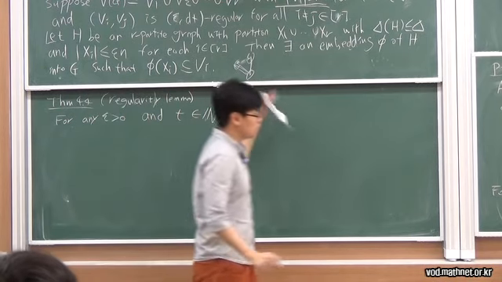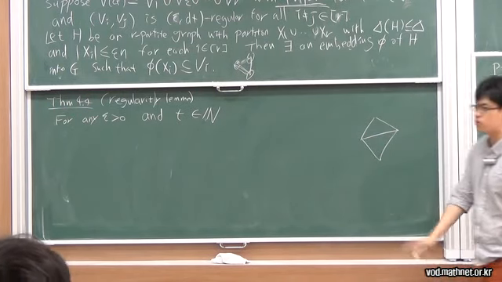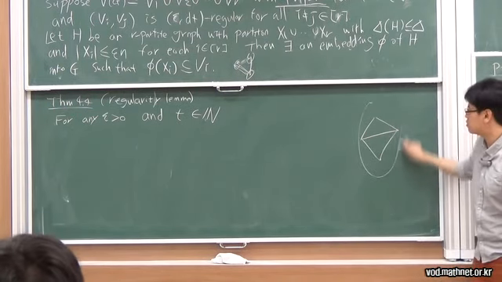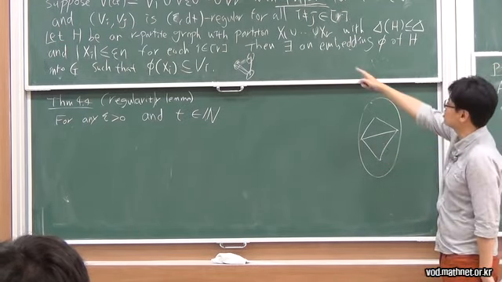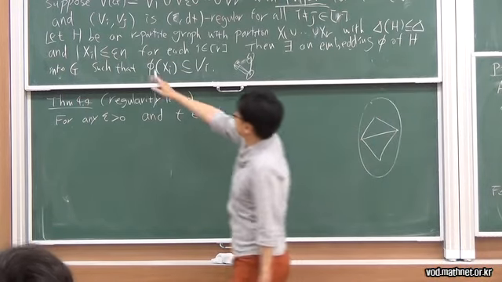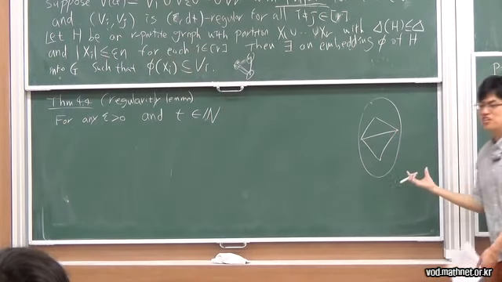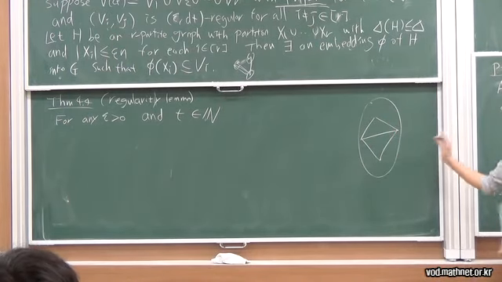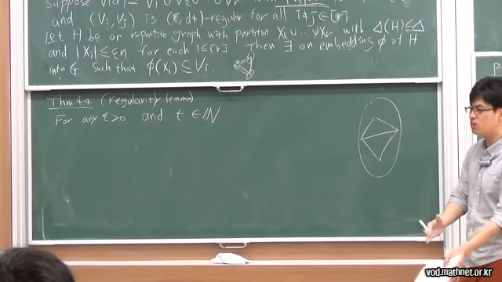I didn't mention it, but another trivial regularity partition is to take everything as one part. But that's also not useful, right? It's trivially epsilon regular because we cannot take any pair. So this is vacuously epsilon regular, but it is not useful. So we want to make sure that the number of parts is not too small and not too large.